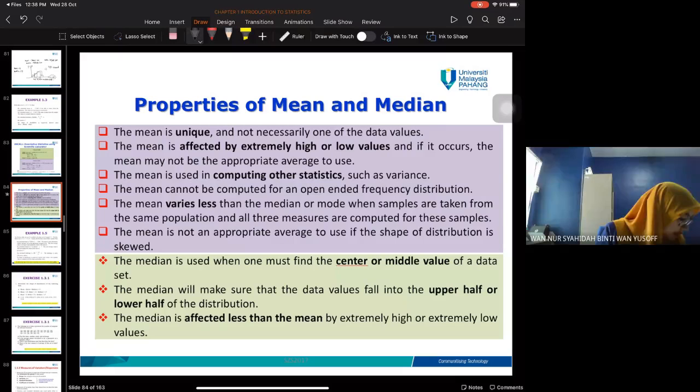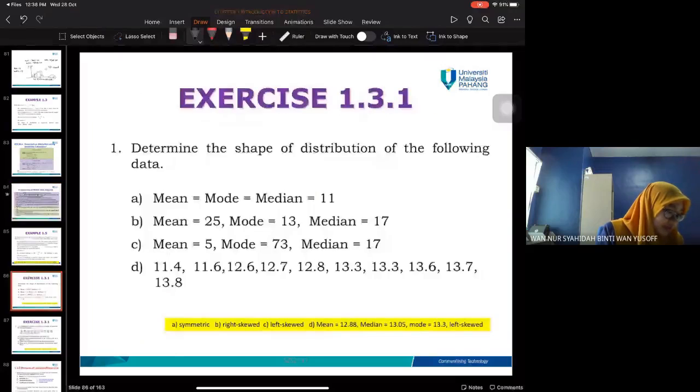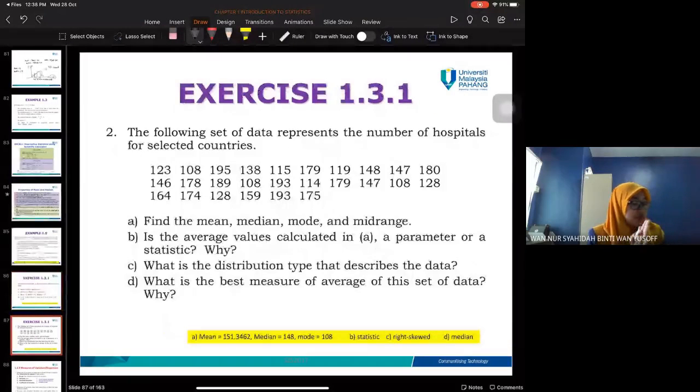No. Okay. So the properties of the mean and median you can read. I will discuss a few things here in your exercise. Number one, it is yours, you can do it on your own. Okay, we go to number two here. I hope that you already did your exercise.